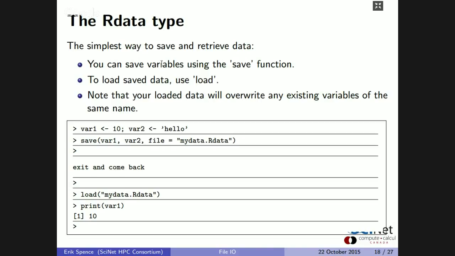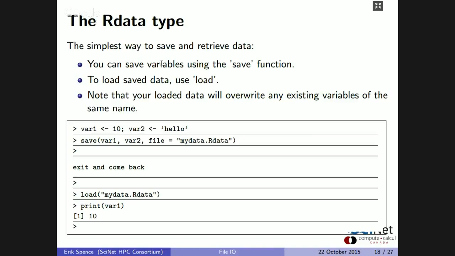The simplest and fastest, right? If you're just wanting to do something quick, use the save function and the load function. You've seen these before. I mentioned them in the first lecture, I think. Okay, got a bunch of variables. Save, variable 1, variable 2, whatever. File equals my data.rdata. Boom, you're done. Saved it for you. Exit. Come back, load my data, and boom, it's there. You didn't have to do anything. It's automatically loaded. There it is.